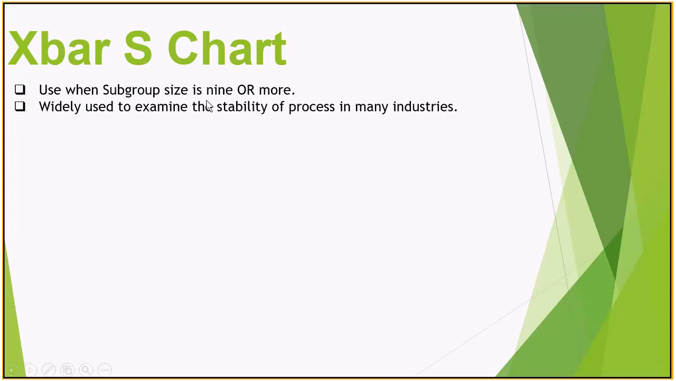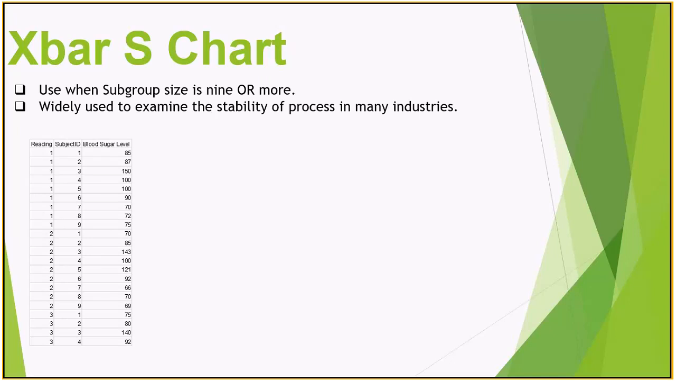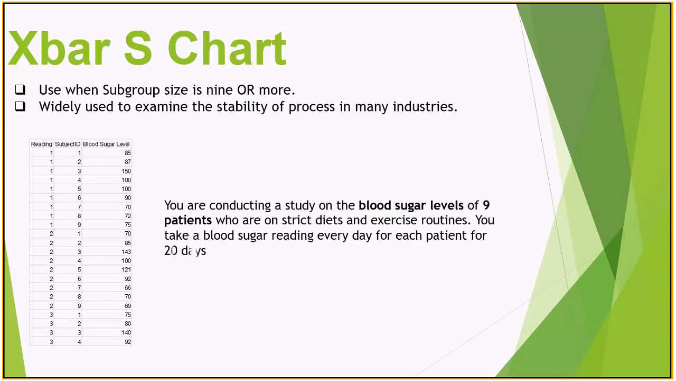Now what's the meaning of greater than 9? I'll let you know. Suppose there is an example. Let's take a very realistic example here. You are conducting a study on the blood sugar level of 9 patients. So here this is 9. 9 means your subgroup size. 9 patients is your subgroup size. So when your subgroup size is 9, you have to use the X bar S chart.